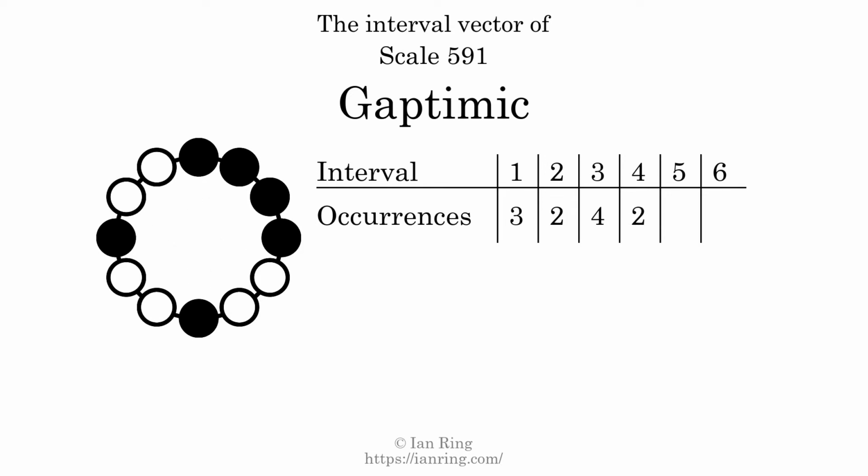There are 2 intervals with the size of 4 semitones. They are here, and here. There are 2 intervals with the size of 5 semitones. They are here, and here. There are 2 intervals with the size of 6 semitones. They are here, and here. Each interval does not appear in this scale a unique number of times, so this is not a deep scale.